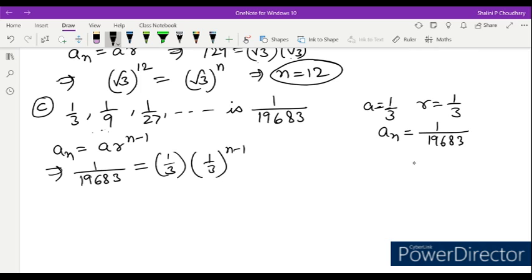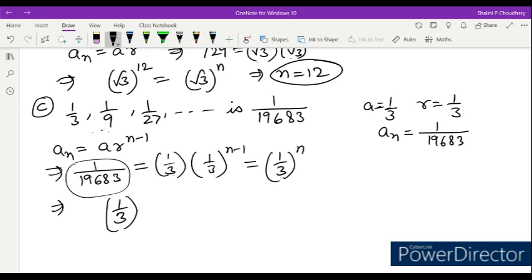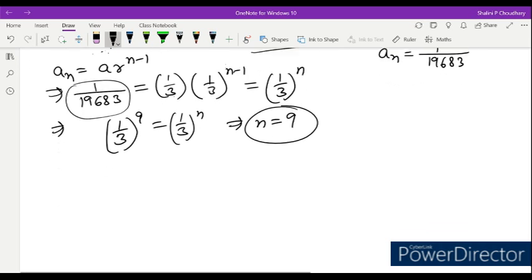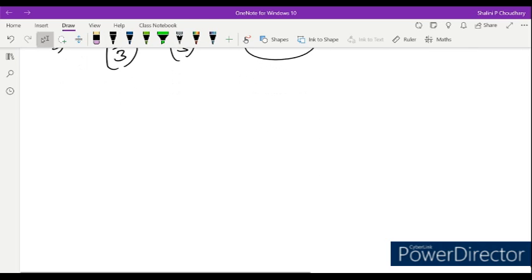So this is 1/3 into 1/3 to the power n-1, and we can directly write 1/3 to the power n. Now we'll convert this in terms of 1/3, so we'll write here 1/3 to the power 9, and that is equal to 1/3 to the power n. It means n is equal to 9, so the 9th term will be this one. Now we'll move to the next question, that is question number 6.